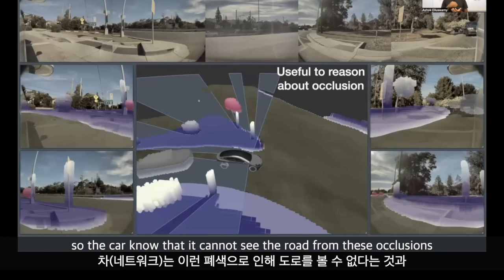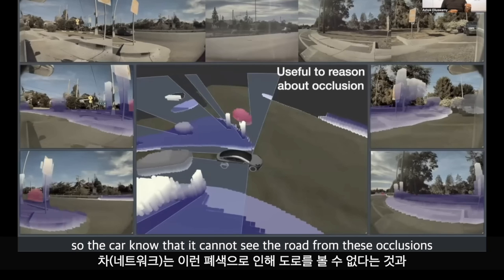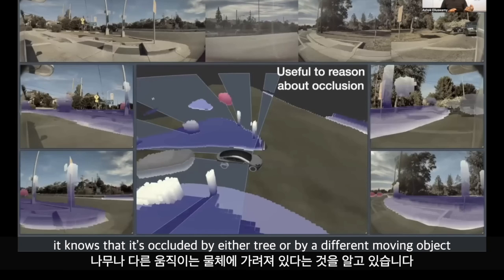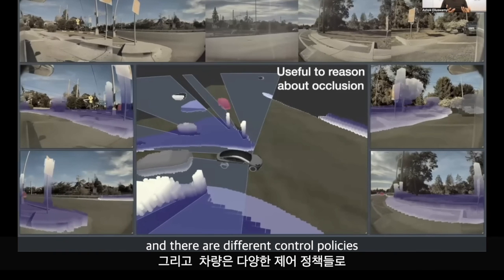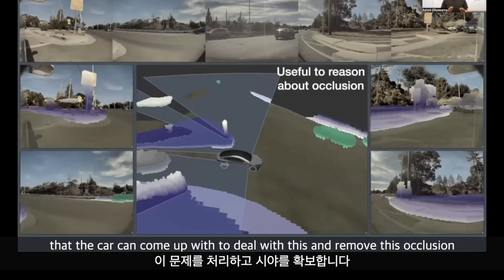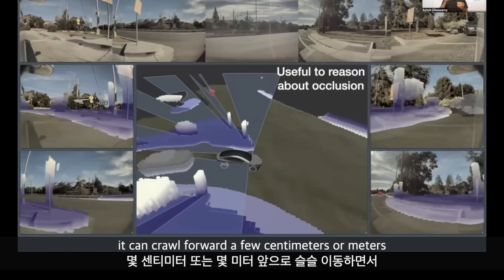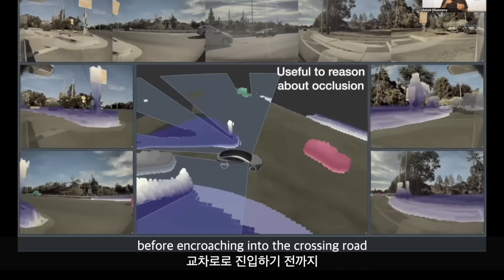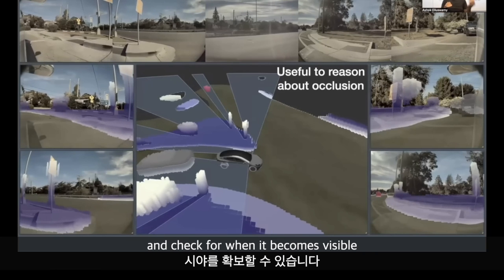So the car knows that it cannot see the road from these occlusions, and it also knows why it cannot see them. It knows that it's occluded by either a tree or by a different moving object. And there are different control policies that the car can come up with to deal with this and remove this occlusion. So for example, for a stationary object, it can crawl forward a few centimeters or meters before encroaching into the crossing road and check for when it becomes visible.